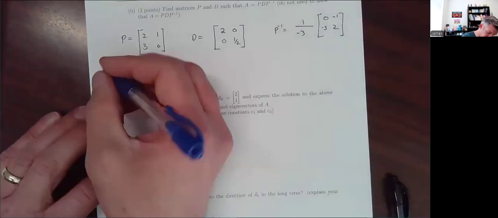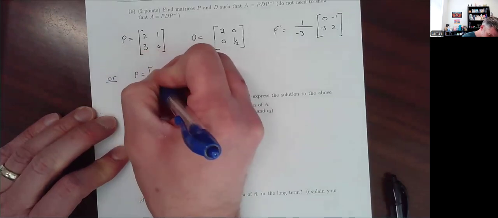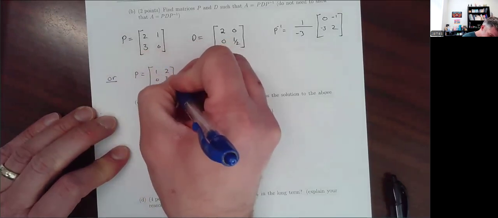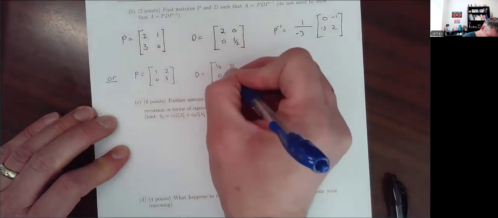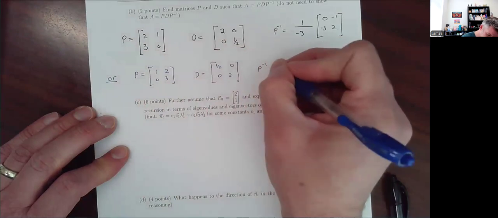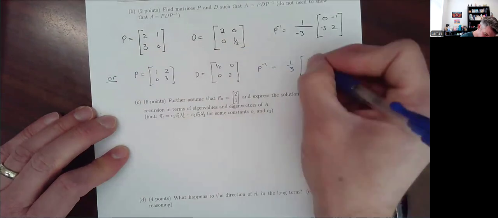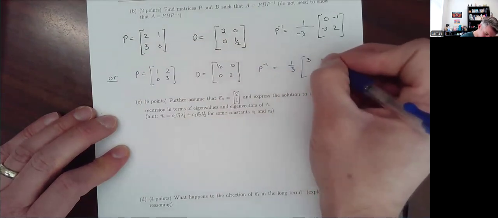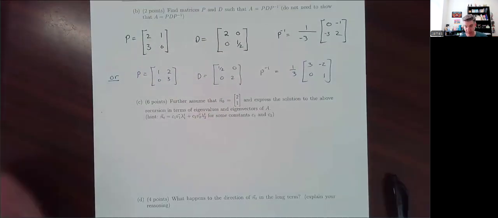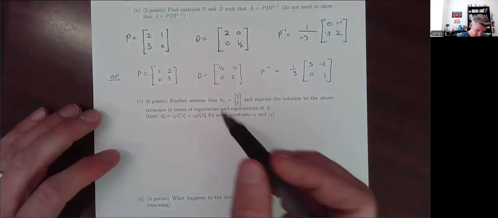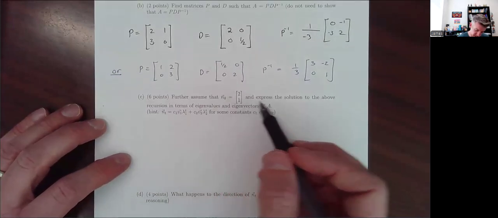I'll point out you could have made the other choice and say P is equal to 1, 0, 2, 3. And then D would be the diagonal matrix 1/2, 0, 0, 2. And then P inverse would be the matrix 1 over 3. Change the 1 and the 3. Change the signs of the 2 and the 0. Either one of these answers would be correct.